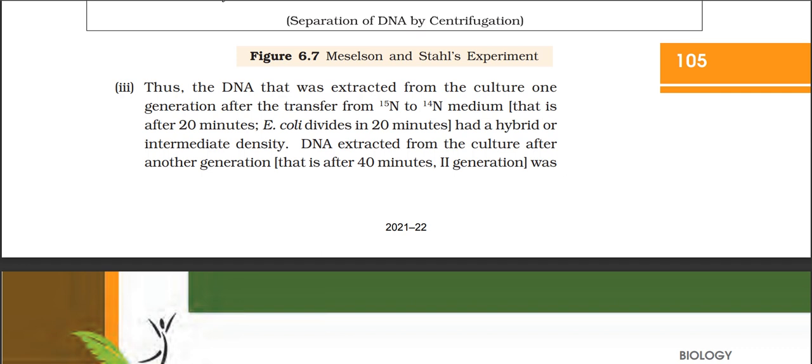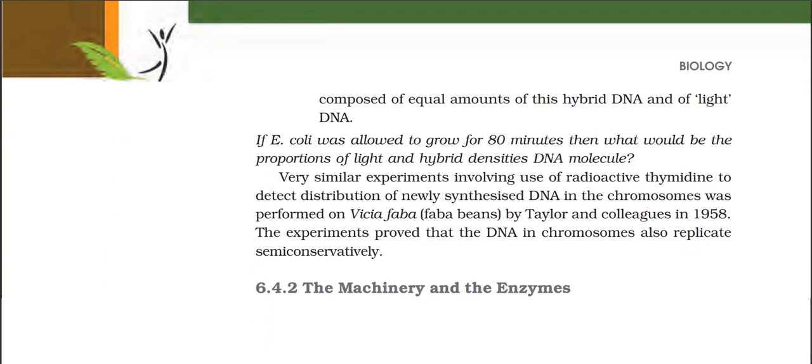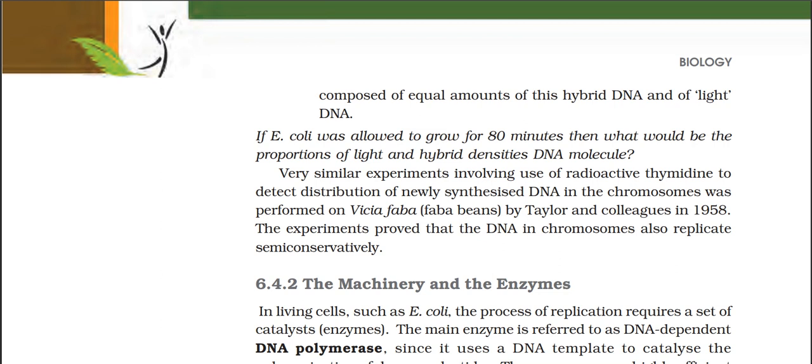3. Thus, the DNA that was extracted from the culture one generation after the transfer from 15N to 14N medium, that is after 20 minutes, E. coli divides in 20 minutes, had a hybrid or intermediate density. DNA extracted from the culture after another generation, that is after 40 minutes, the second generation, was composed of equal amounts of this hybrid DNA and of light DNA. If E. coli was allowed to grow for 80 minutes, then what would be the proportions of light and hybrid density DNA molecules?